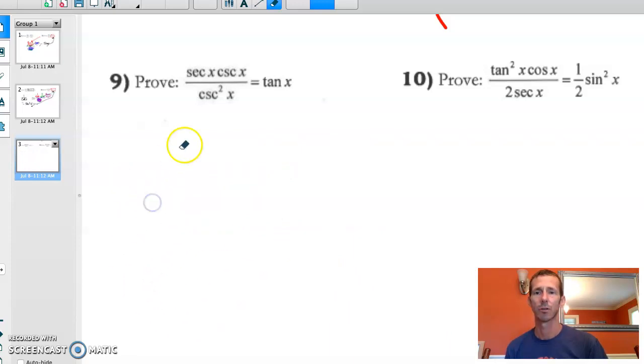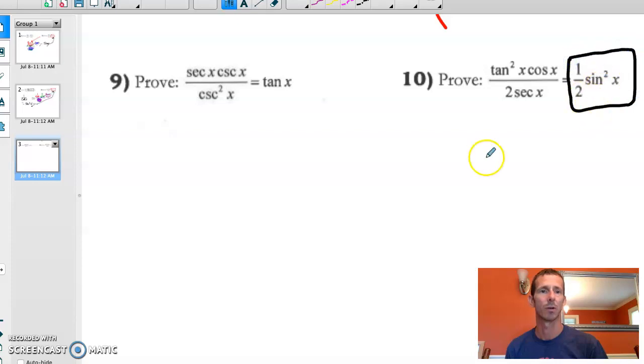All right, so if you haven't already done number 10, you should now pause the video, do number 10, and then come back in a minute, and we are going to look at how the left side can be manipulated to equal 1/2 sine squared. So give it a pause right this minute.